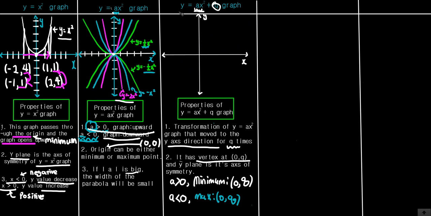Let's think about it in terms of y equals ax squared plus q. An example is y equals 2x squared plus 4. We could have just graphed this one, but before we do it using our property, this means we moved the 2x squared graph in the y direction 4 units.